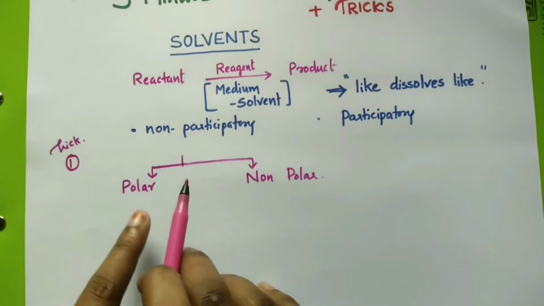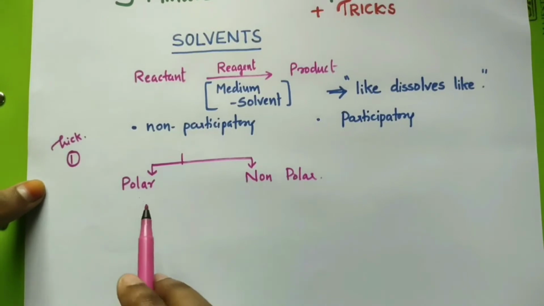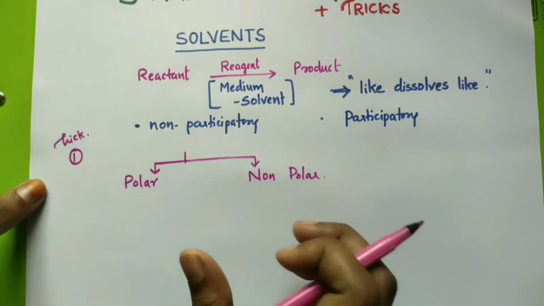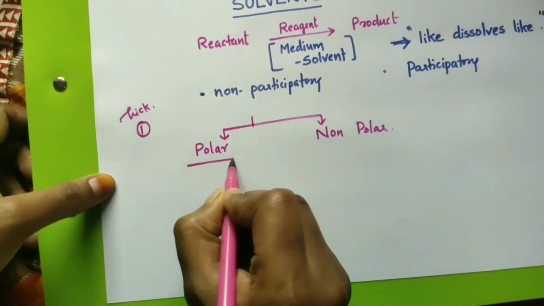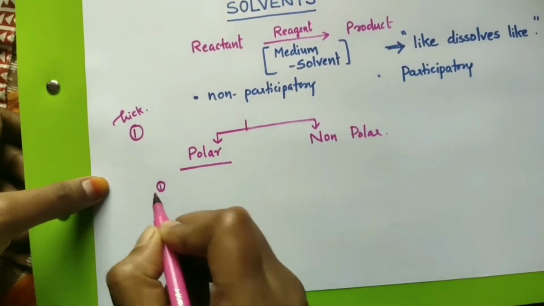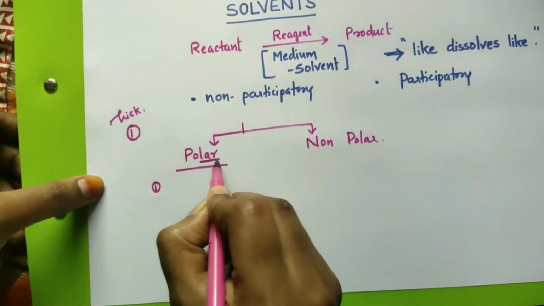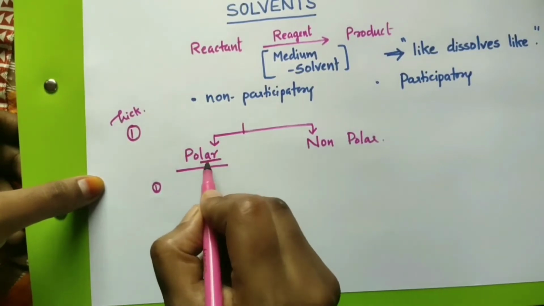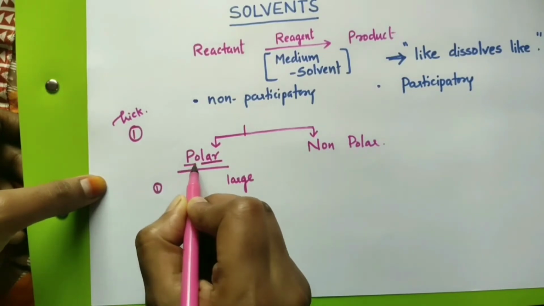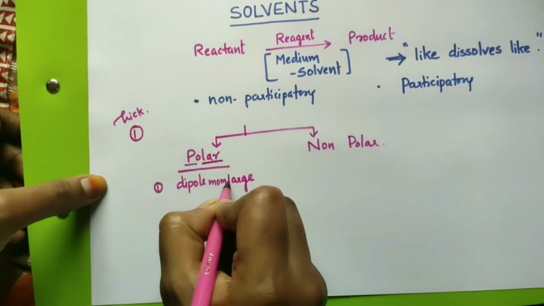Moving on, the first trick: solvents are classified into two, namely polar molecules and non-polar molecules. We have to differentiate them first. The trick for differentiating these two is that from the name itself we get the information. Pick up the last three letters: lar means large. The first two letters are po, and the first property is dipole moment.